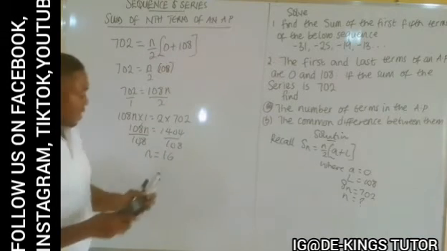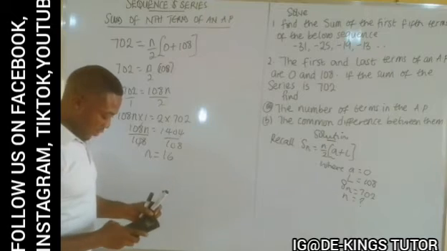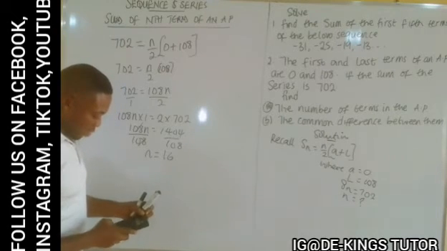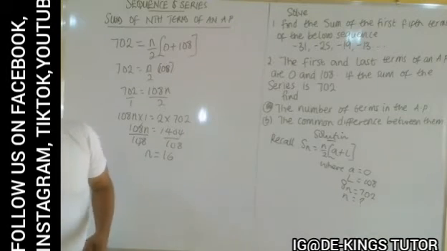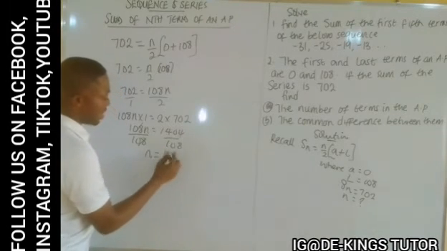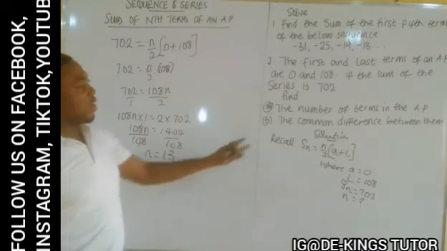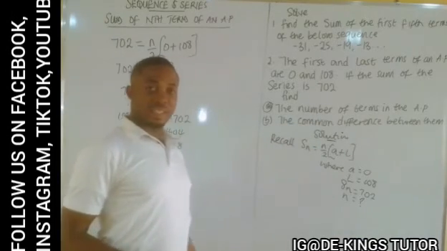Let me get that correct. 1404 divided by 108 is 13. Our n is 13. So the number of terms in the AP is 13.